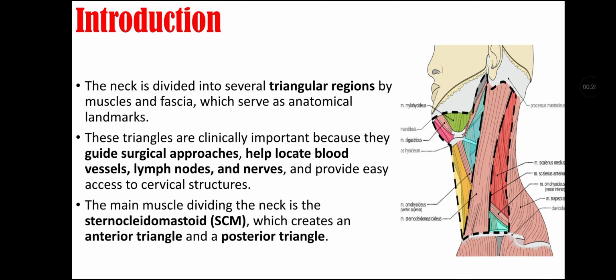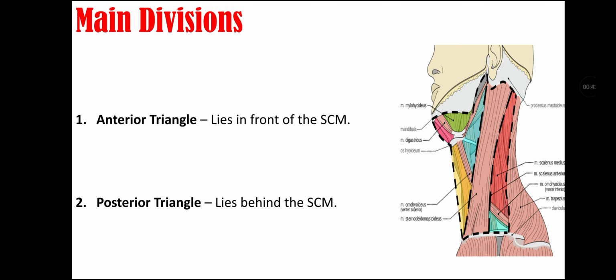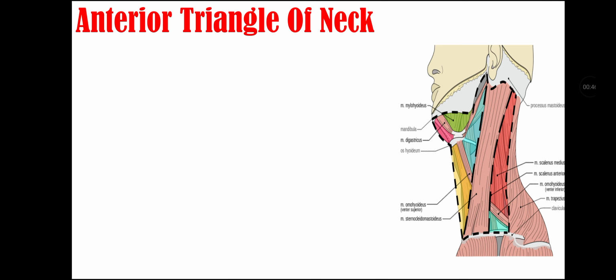The main muscle dividing the neck is the sternocleidomastoid muscle, which creates an anterior triangle and a posterior triangle. It is mainly divided into the anterior triangle that lies in front of the sternocleidomastoid muscle and the posterior triangle that lies behind the sternocleidomastoid muscle.